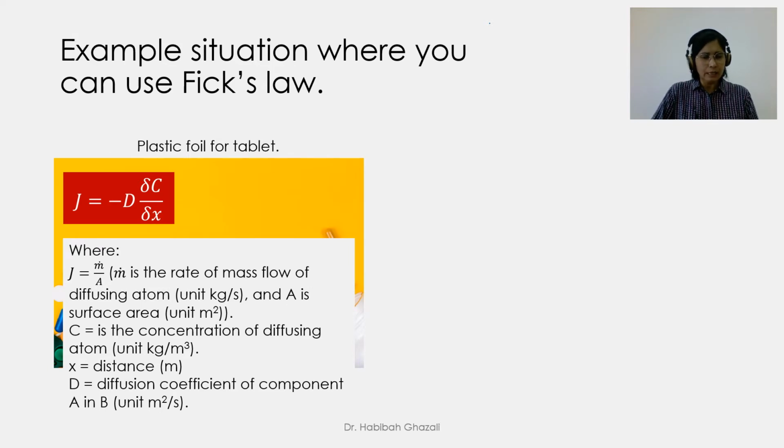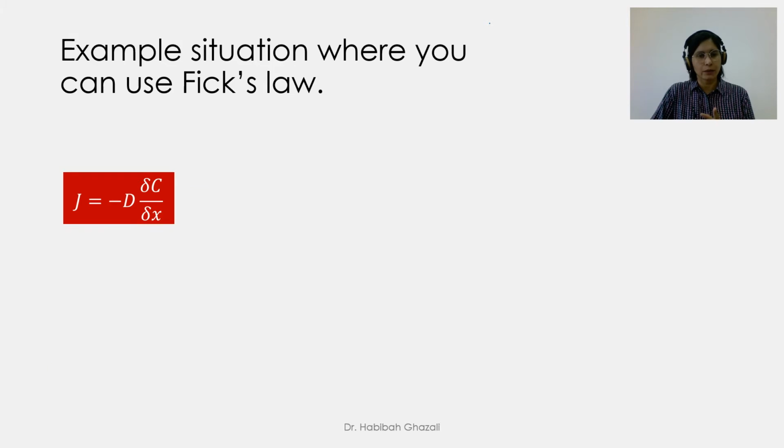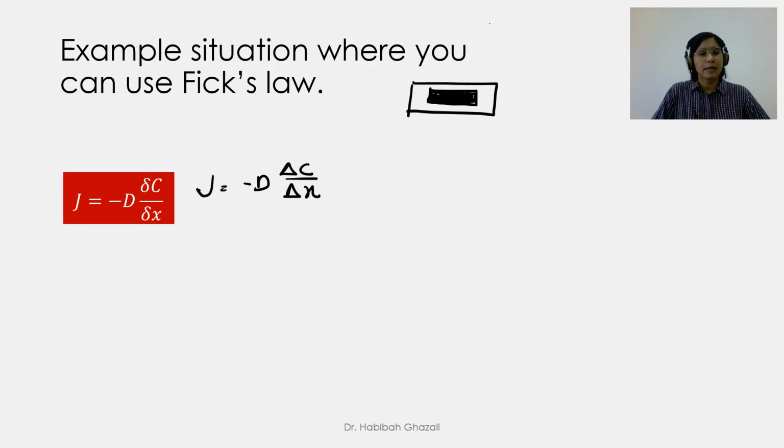So this equation can also be rewritten as this equation. This is Fick's first law, where the flux equals the diffusion coefficient times the change in concentration over the change in position.